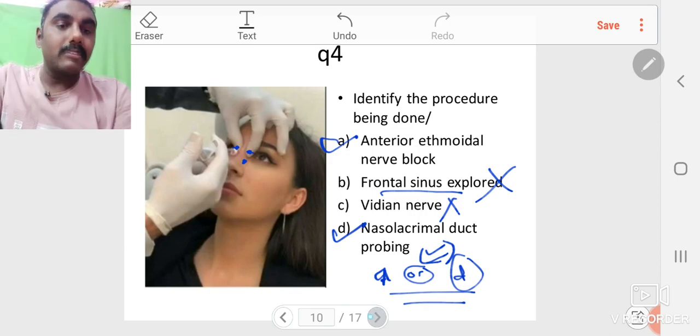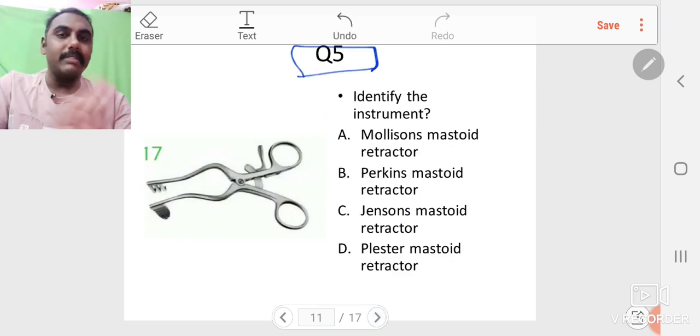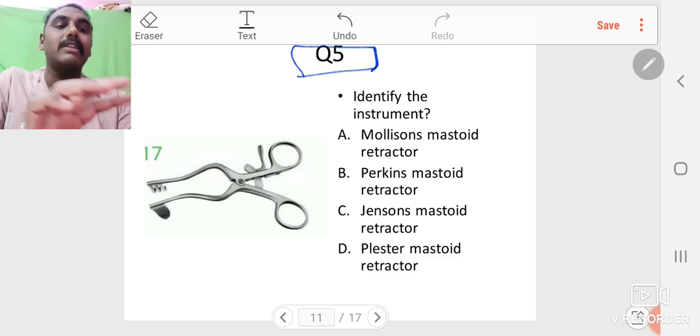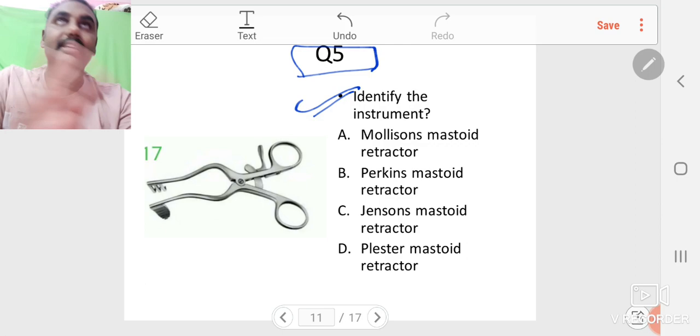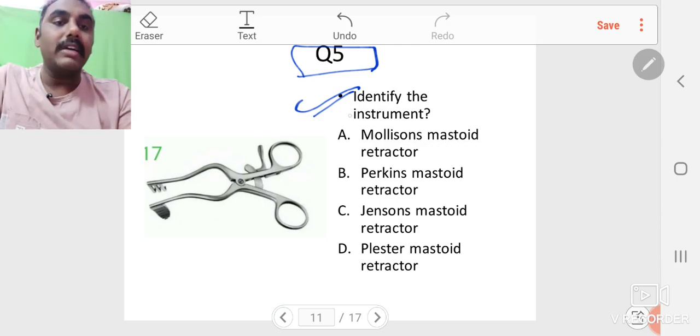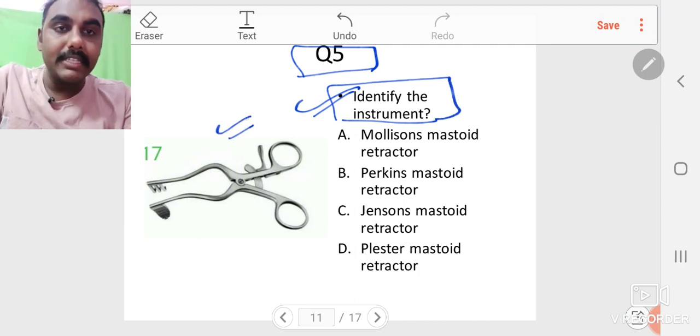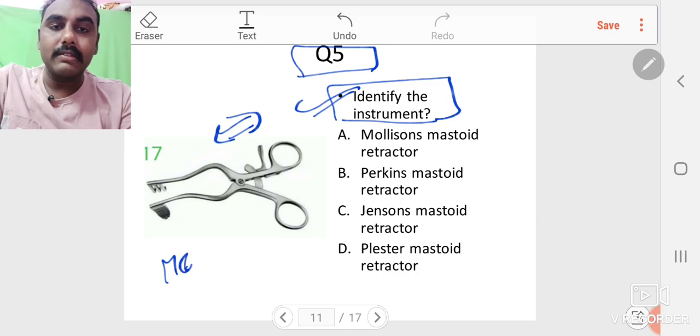So, coming on to the next one, again this is a bit difficult. I will not accept that this is easy, this is a bit difficult for an exam going student. Identify the instrument, maybe it is a repeater, but I will say that it is a bit difficult. So, identify the instrument. What does it appear to be? It is a mastoid retractor. This everyone knows, this is a mastoid retractor.